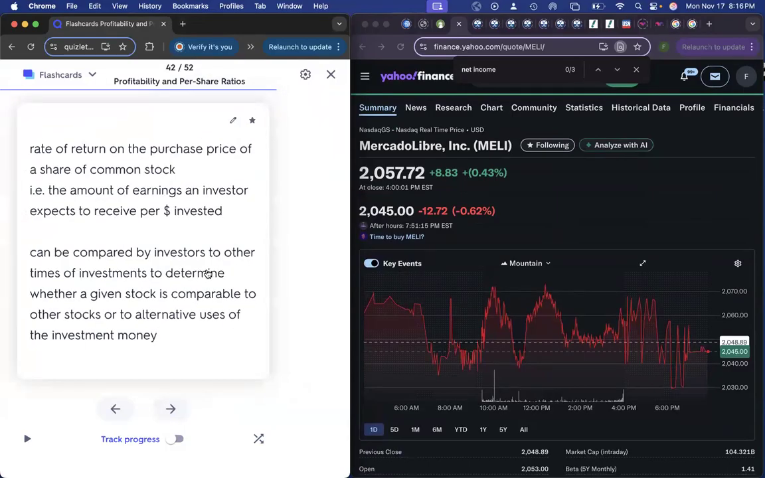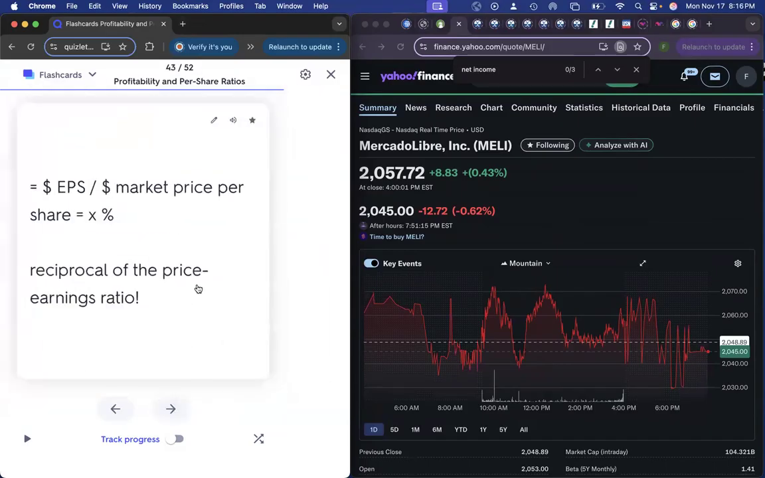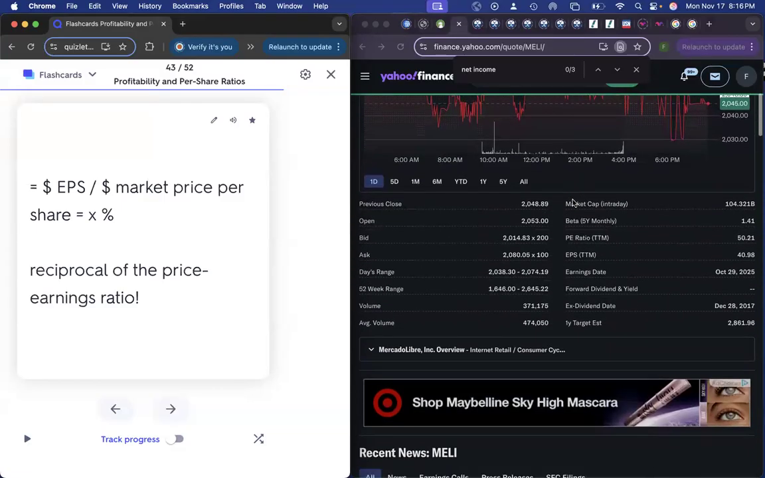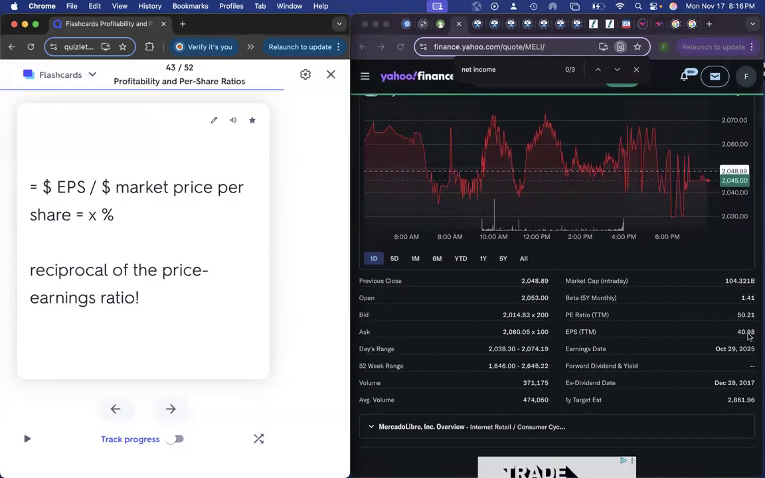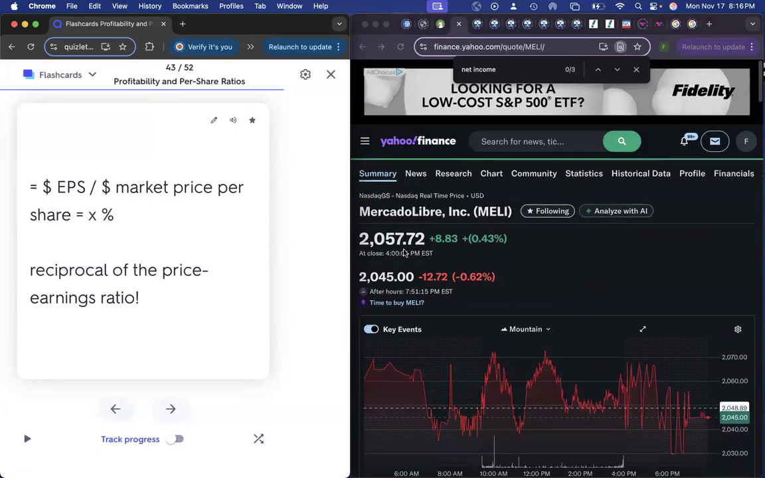Earnings yield is the rate of return on the purchase price of a share of common stock, so the amount of earnings an investor expects to receive per $1 invested. It can be compared by investors to other types of investments to determine whether a given stock is comparable to other stocks or to alternative uses of the investment money. The formula for the earnings yield is the dollar earnings per share divided by the dollar market price. So it would be 40.98 divided by 2057.72. But wait, doesn't that sound familiar?